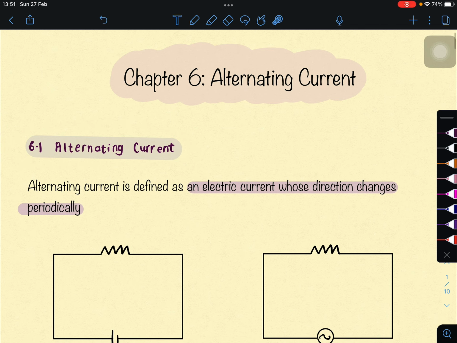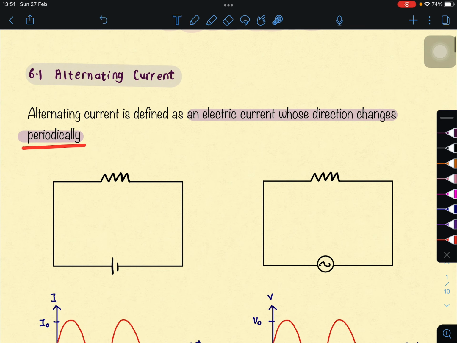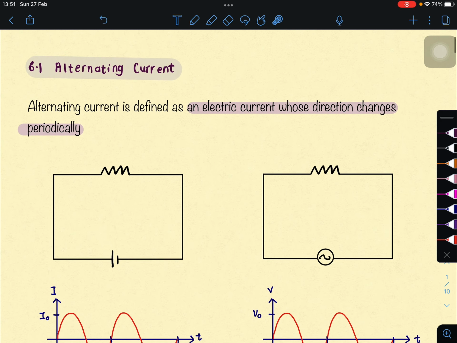Okay, let's see what is the definition of alternating current. Alternating current, or we can just use AC, is defined as an electric current whose direction changes periodically. Before this, in chapter 3, we learned about DC, which stands for direct current. When we connect a component to a battery, we know that the current will flow from positive to negative in one direction only. That is why we call it a direct current.